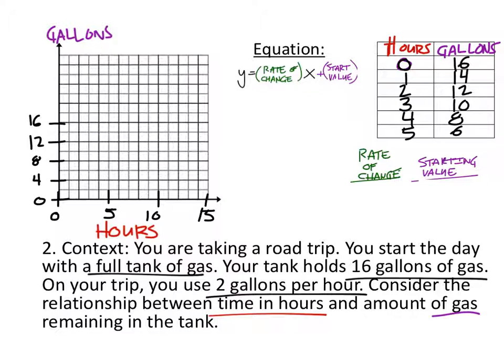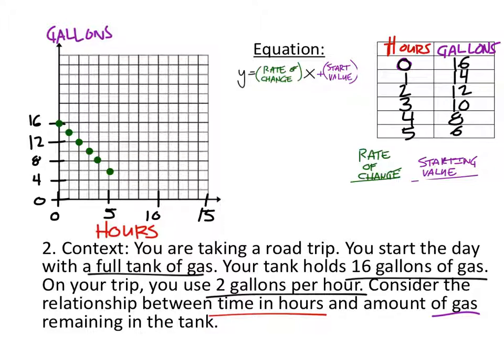Starting with at 0 hours, it's 16 gallons. Then at 1 hour, 14 gallons. 2 hours, 12 gallons. 3 hours, 10 gallons. 4 hours, 8 gallons. 5 hours, 6 gallons.